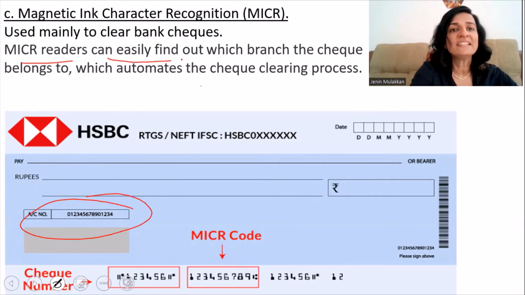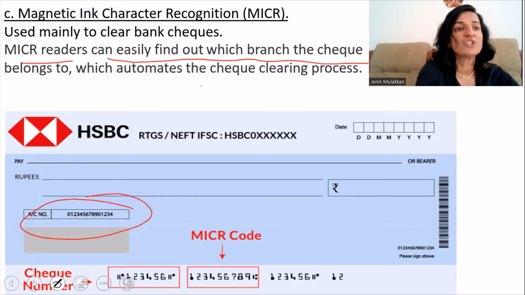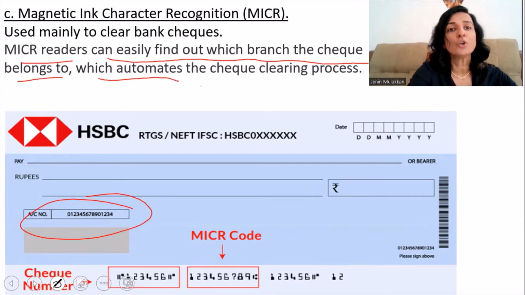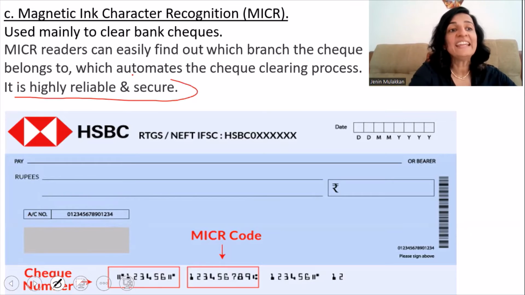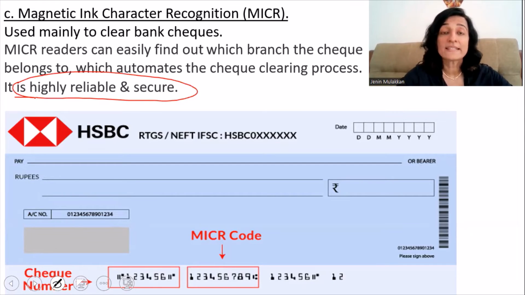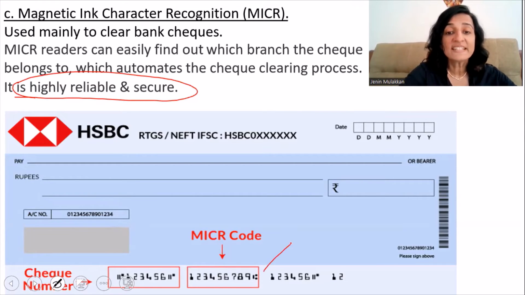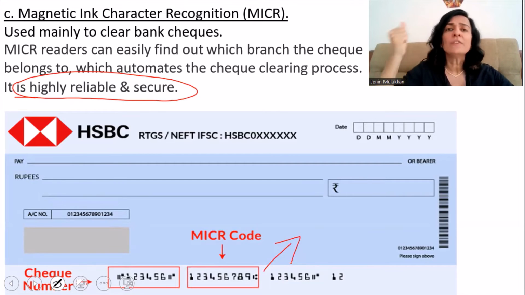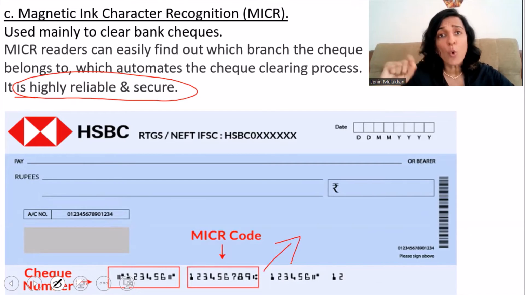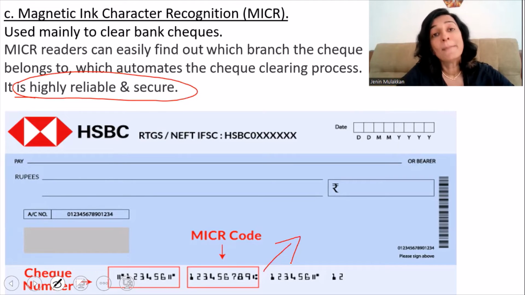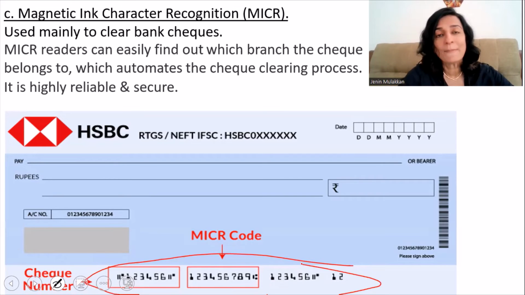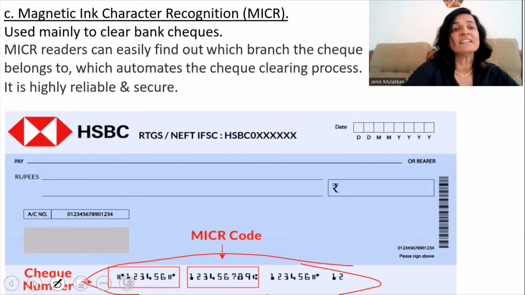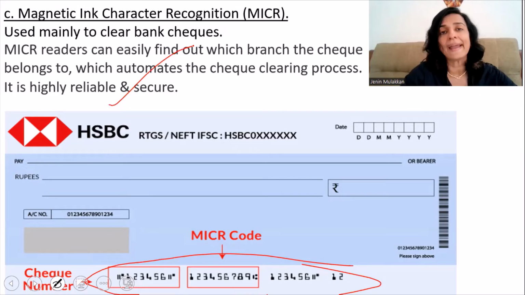MICR readers can easily find out which branch the check belongs to, which automates the check clearing process, and it is highly reliable and secure. Now, this is magnetic ink. Even if there are smudges or even if you overwrite, even then the MICR reader will pick up the magnetic ink correctly. And it is very difficult to duplicate this magnetic ink. That is why it is considered as very reliable and secure.